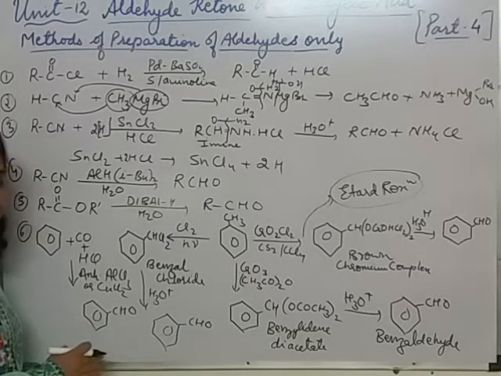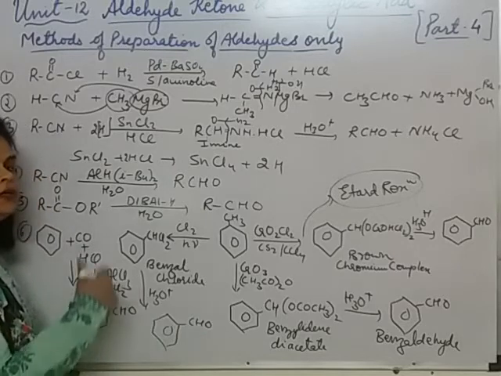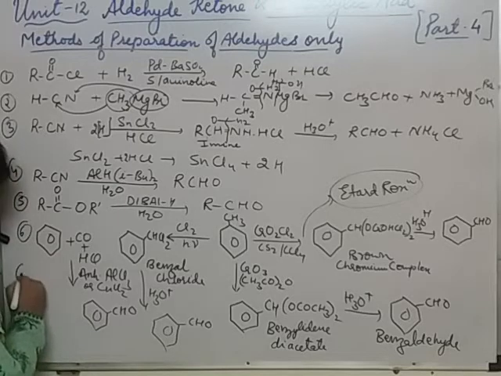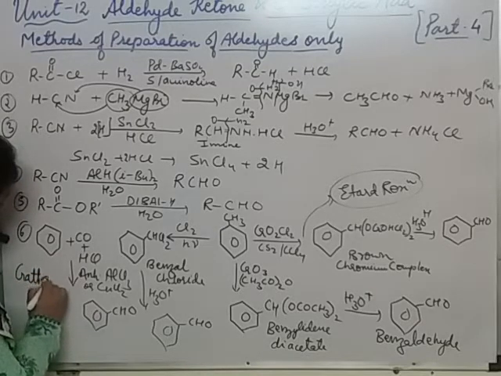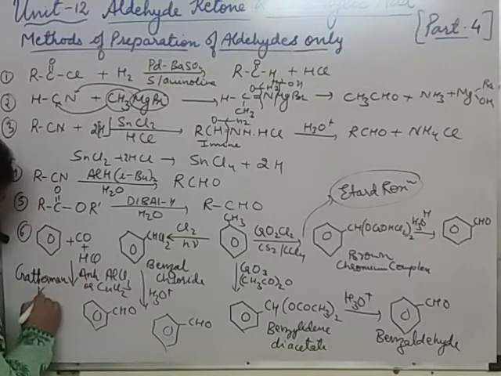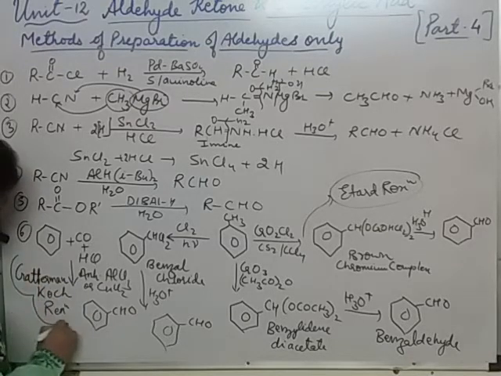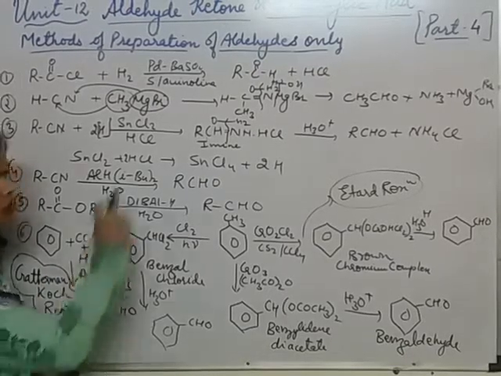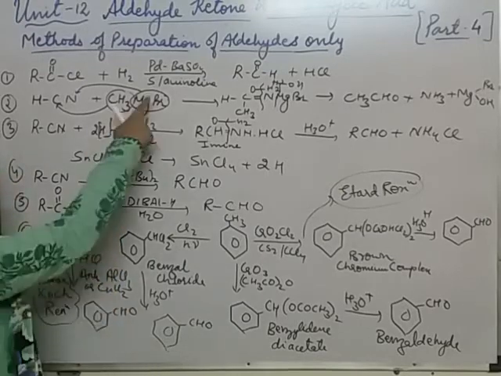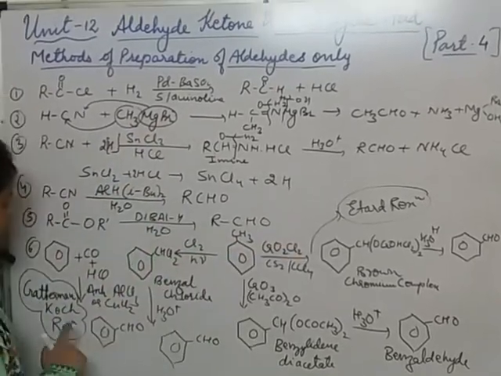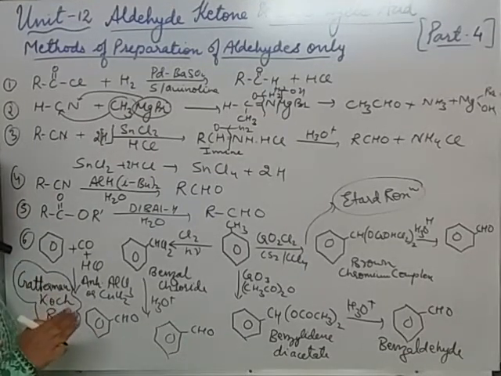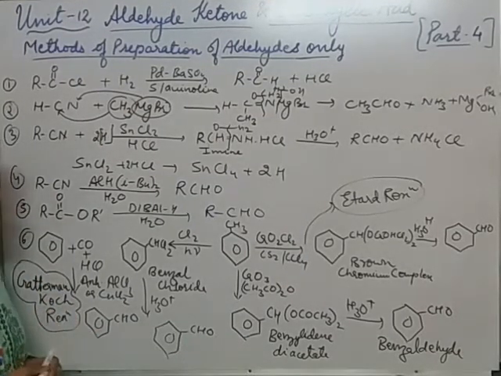Students, here I forgot to tell you the name of this reaction. Please write this name in the flowchart also. The name of this reaction is Gattermann-Koch reaction. Please write it in your flowchart also. Very important name reactions are there. So in this we have discussed 3 name reactions: Rosenmund, Etard reaction, and the Gattermann-Koch reaction. Now I will tell you 3 reactions to prepare only the ketones.